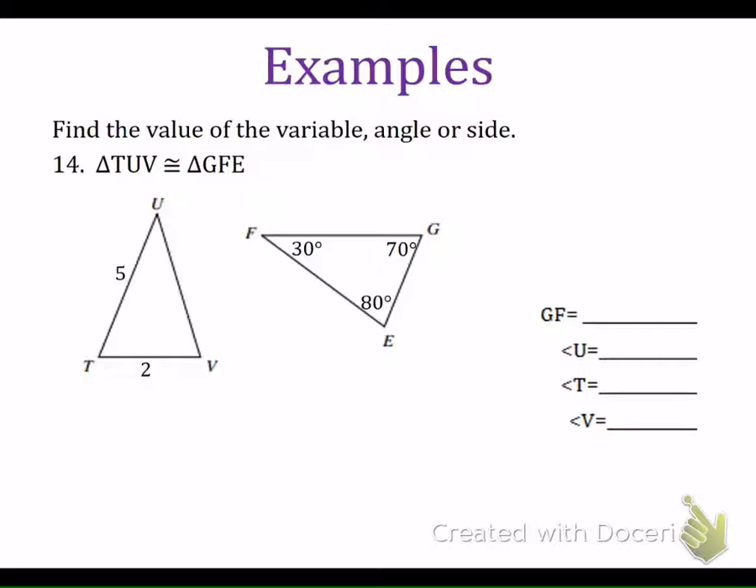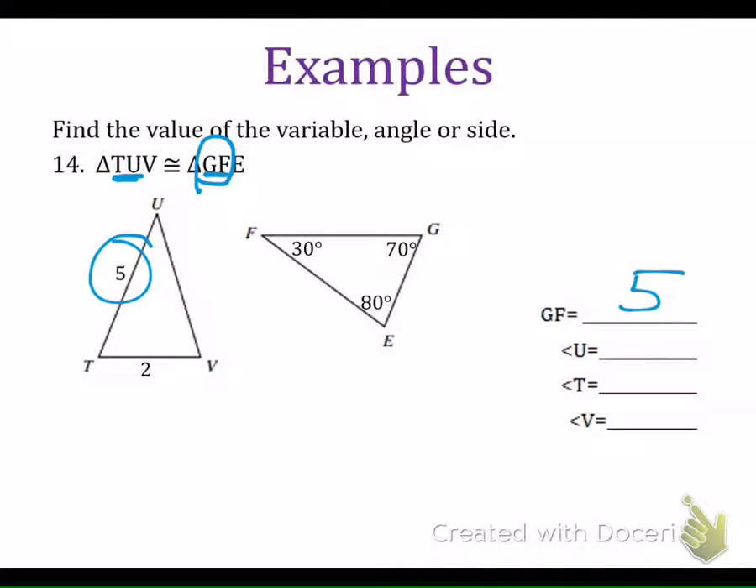So first they want the length of GF. GF, this is where I look at the congruent statement. GF is the first and second letter of the second triangle. So it should match with the first and second letter of the other triangle. So how long is TU? 5. So this one should also be 5. Okay?